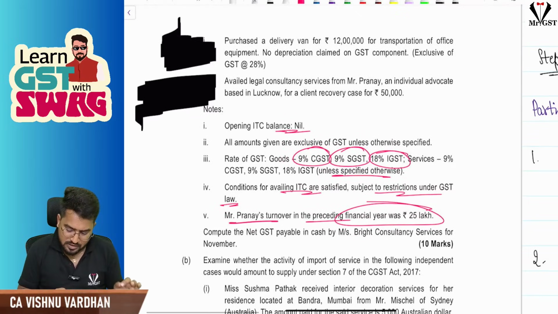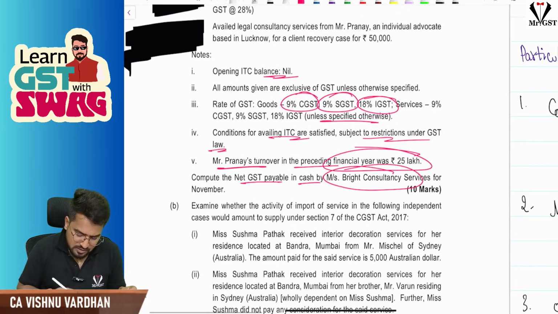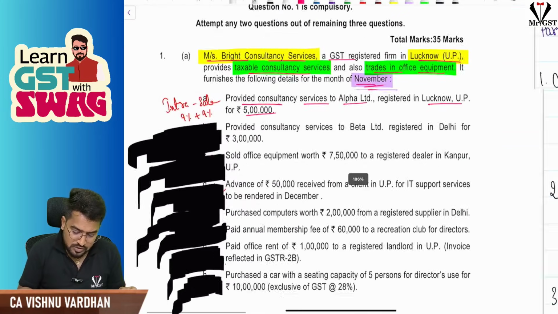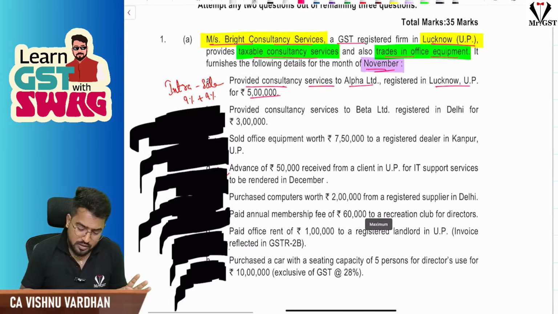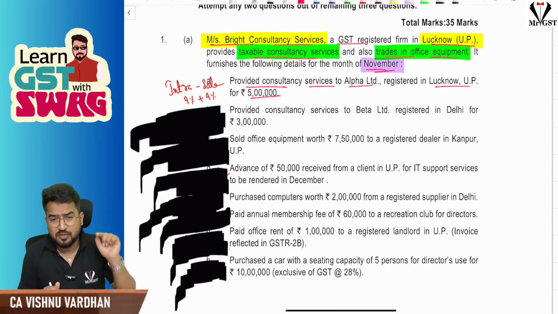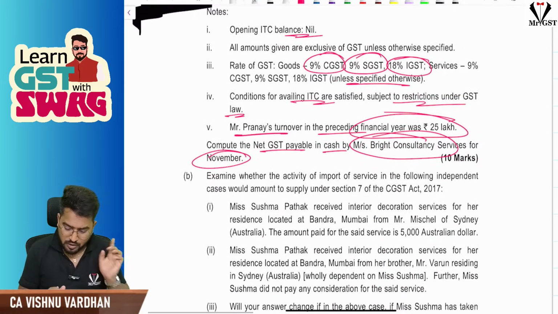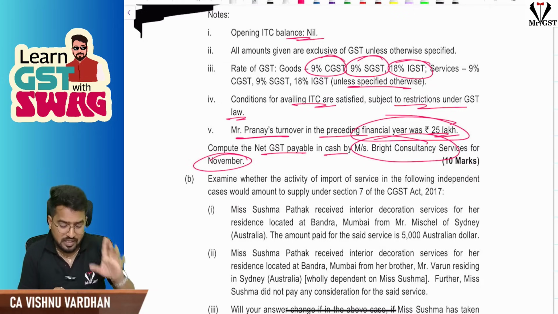Now, first of all, understand you have to calculate net GST payable in cash by Bright Consultancy Services for November. If you see, they are dealing with both goods and services here, that you have to understand. When we are dealing with both goods and services in Uttar Pradesh, the threshold limit for registration is 20 lakhs. Preceding financial year, they made turnover of 25 lakhs. This information is helpful for you for legal services.